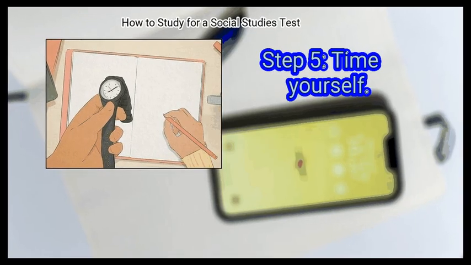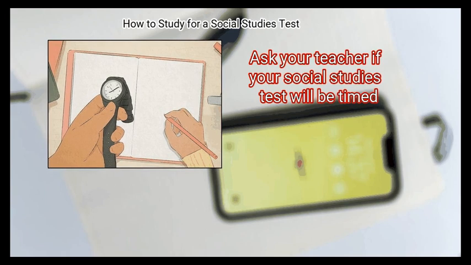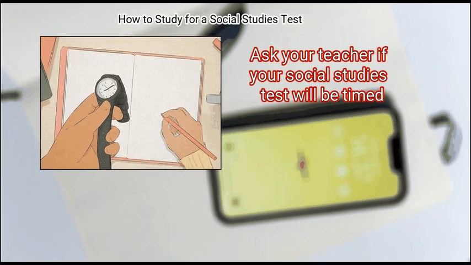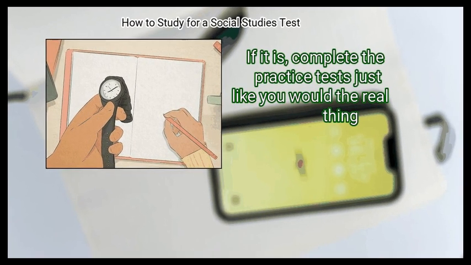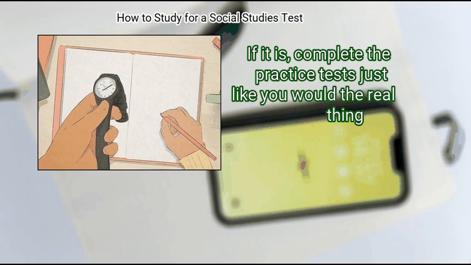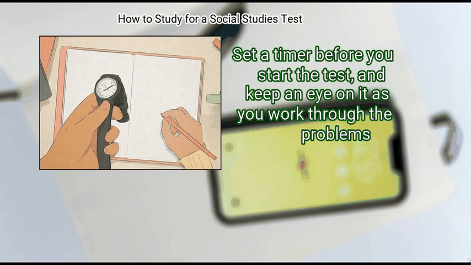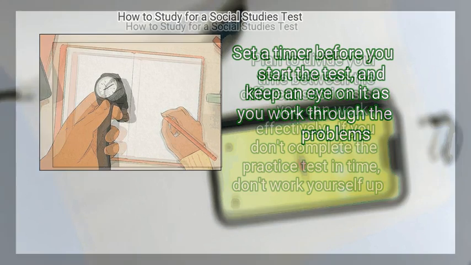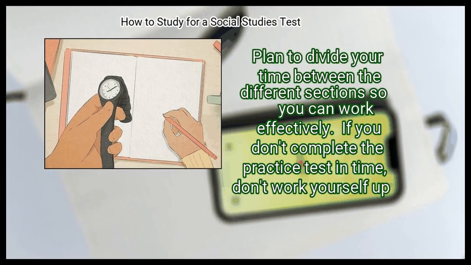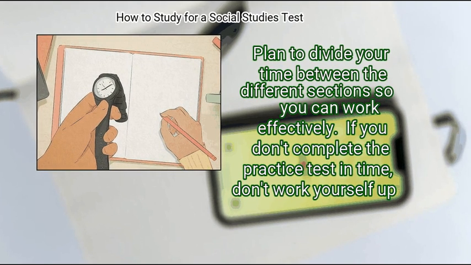Step 5. Time yourself. Ask your teacher if your social studies test will be timed. If it is, complete the practice tests just like you would the real thing. Set a timer before you start the test, and keep an eye on it as you work through the problems. Plan to divide your time between the different sections so you can work effectively.